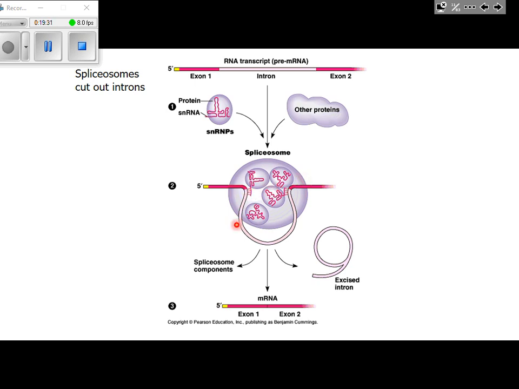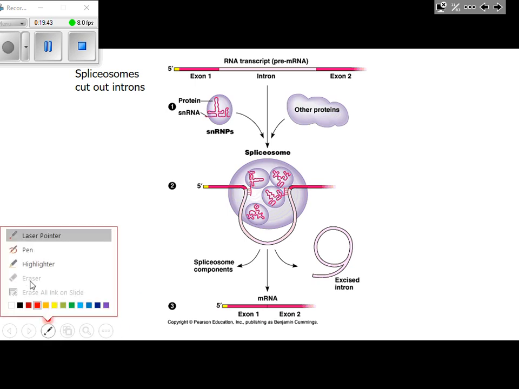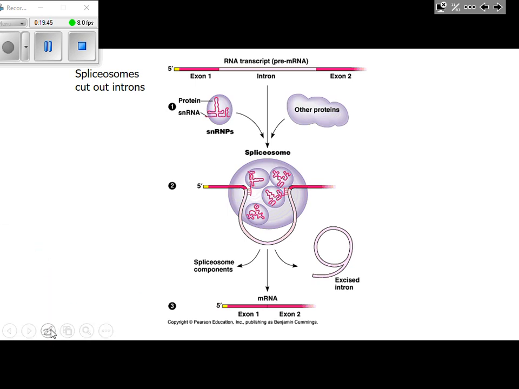The spliceosome attaches to the area that we want to edit. One of the SNRPs attaches to the place where we're going to make our first cut. Let me see if I can switch to my pen.